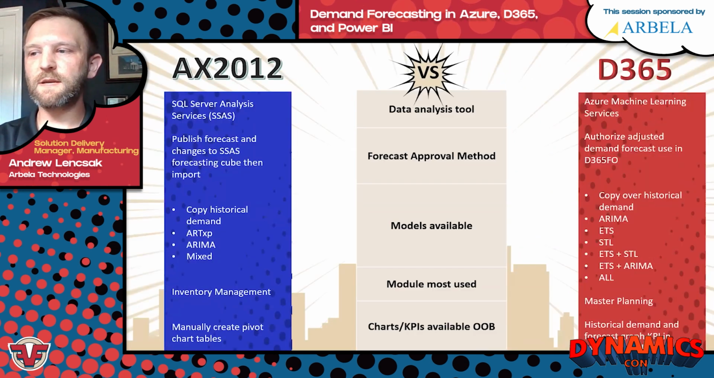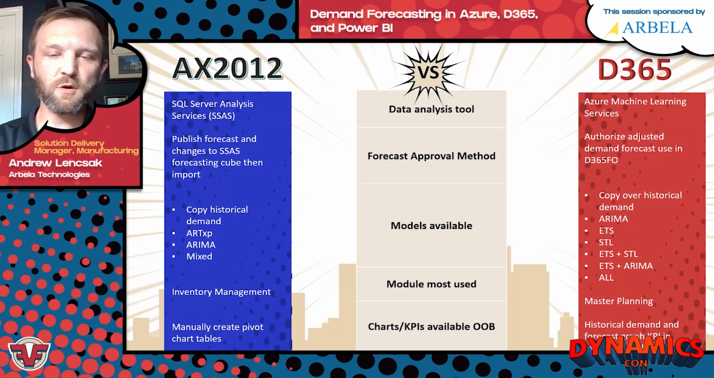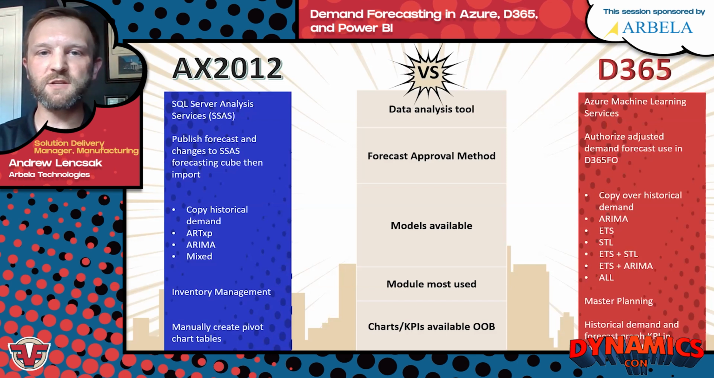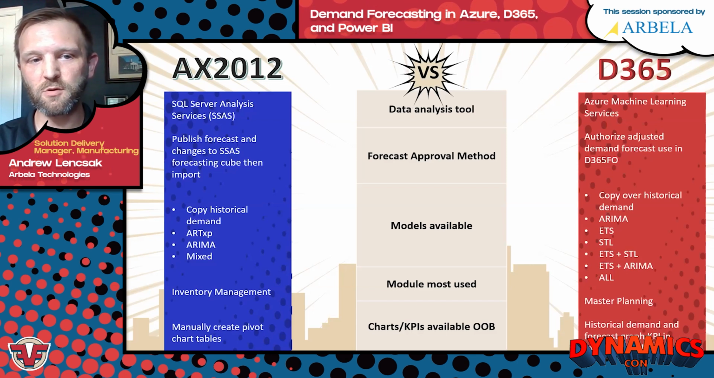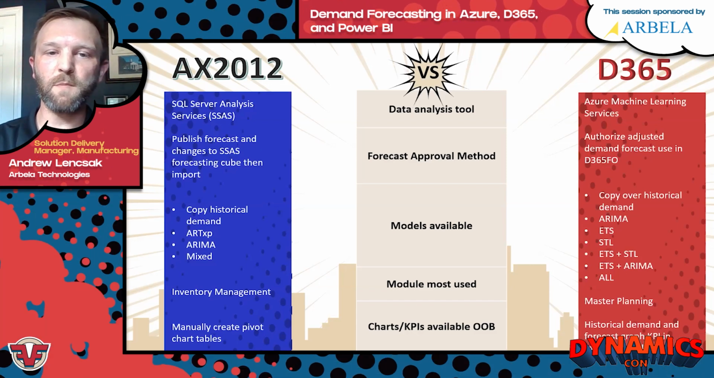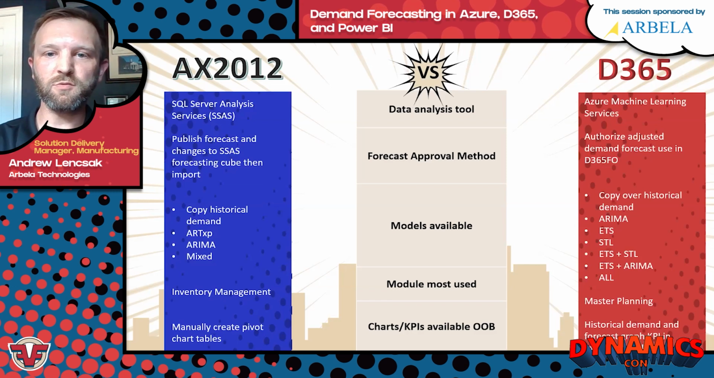So AX 2012, as I mentioned, introduced demand forecasting to Dynamics. It started with SQL Server Analysis Services as your data analysis tool. You were exporting historical data from AX 2012. That could be sales order transactions, production transactions, transfers, inventory transactions, and so on. Feed those to SQL Server Analysis Services to analyze in your demand forecasting cube. That then used the different models that were available to generate a forecast off of that historical data.